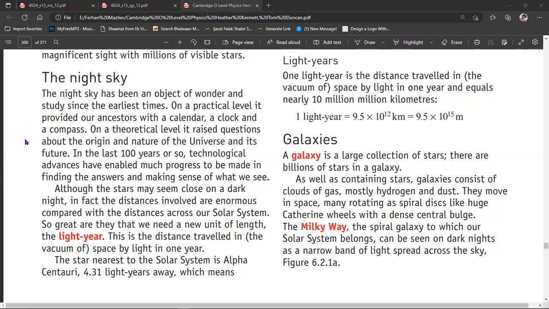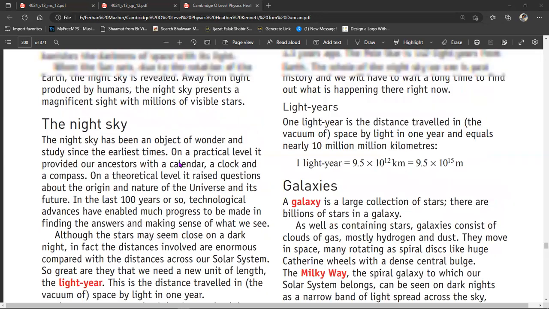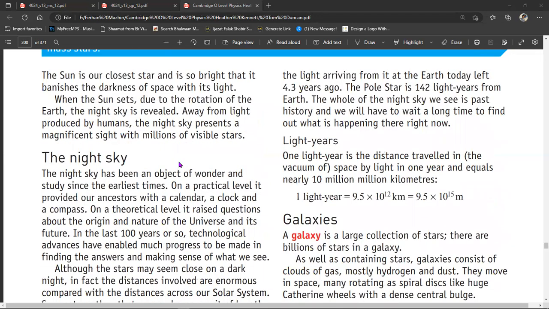The star nearest to the solar system is Alpha Centauri, 4.31 light years away, which means the light arriving from it at the Earth today left 4.3 years ago. The pole star is 142 light years from Earth. The whole of the night sky we see is past history, and we will have to wait a long time to find out what is happening there right now.